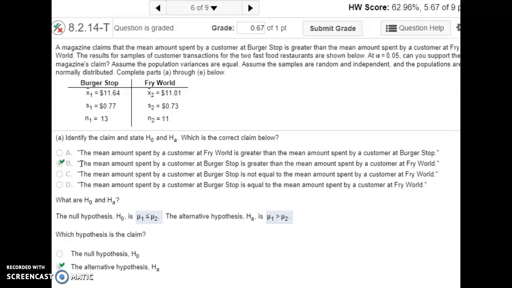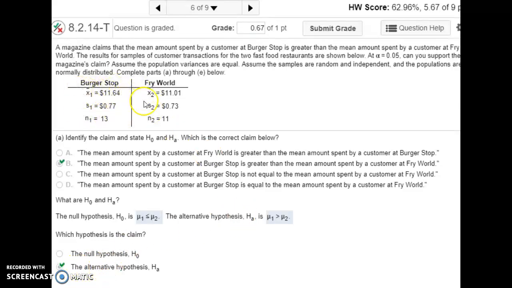And we want our claim to be our alternative hypothesis, because if we can prove the alternative hypothesis by running the hypothesis test. So the fact that Burger Stop customers spend more than Fry World would look like the mean spent at Burger Stop is greater than the mean spent at Fry World. So that's what we want, which means our null hypothesis then is that the amount spent at Burger Stop is either less than or equal to Fry World. And so, like I mentioned, the alternative hypothesis is our claim.